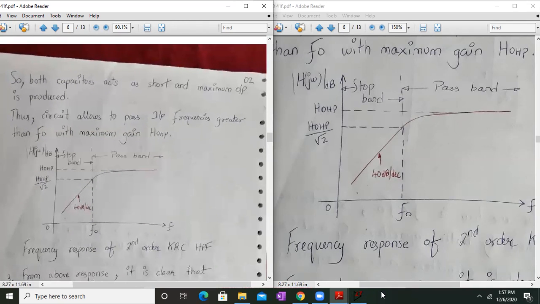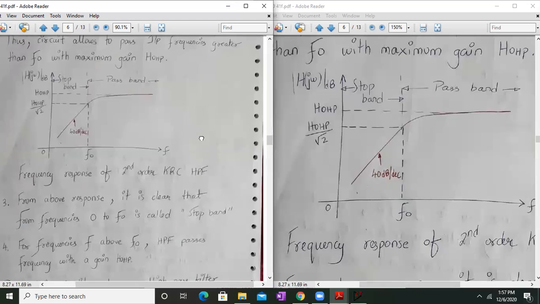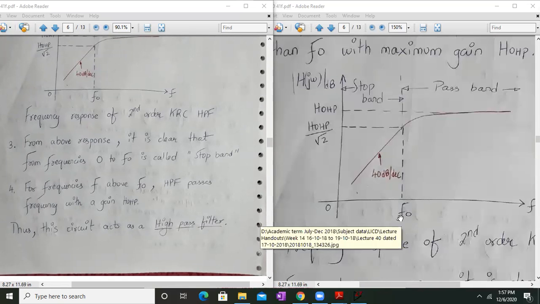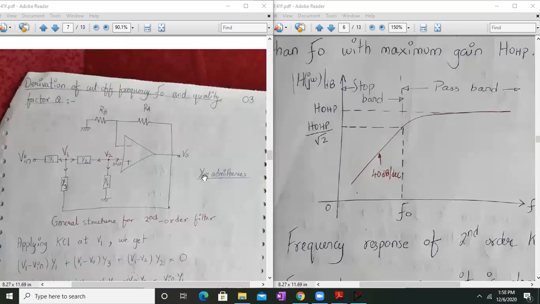Okay. So the circuit allows input frequencies greater than f0 to pass with a maximum gain of HOHP. And from the above response it is clear that between 0 and f0 we have a stop band, and the frequencies above f0 will give us the high pass response. That means the high pass filter will pass all the frequencies above f0. Thus the circuit is called a high pass filter. Okay, so these were the observations.